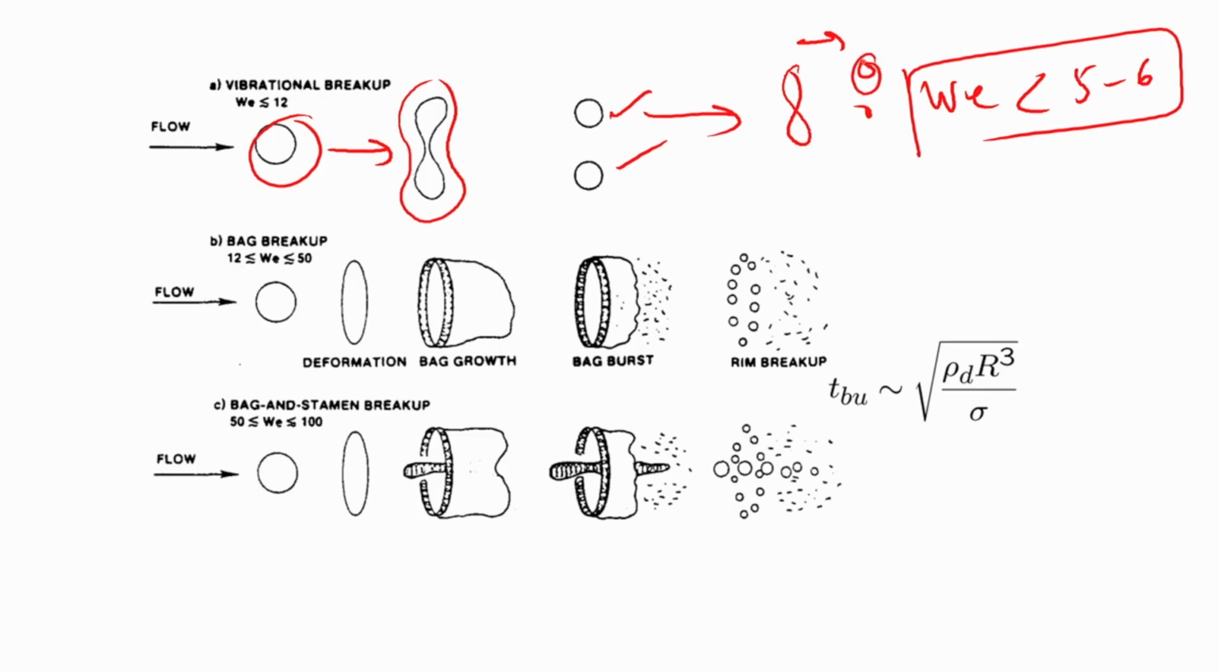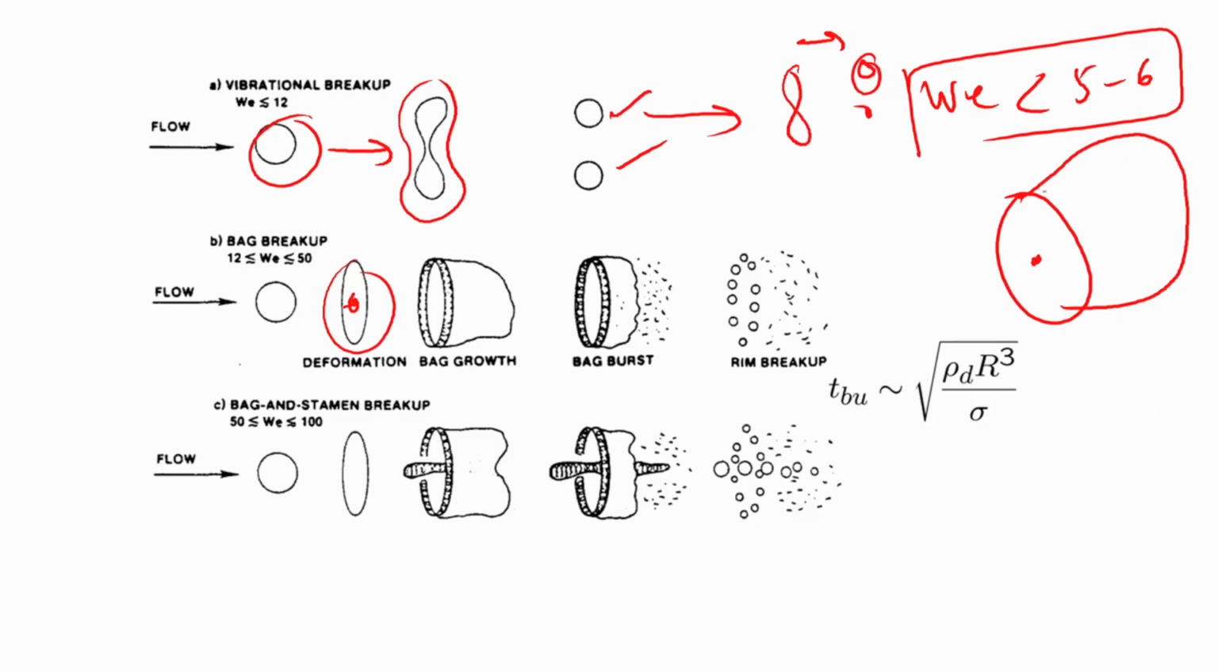Then the bag type of breakup, you can see this is the bag growth. Initially it becomes like a disc. At the center of the disc there is a lot of pressure, right. If you have a liquid disc, remember, and at the center there is a lot of pressure, then this liquid disc actually inflates like a balloon. So, this is the balloon made of water or whatever fluid you are concerned with.